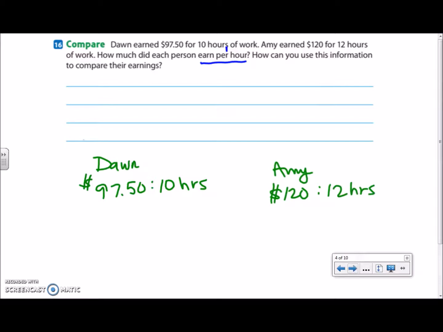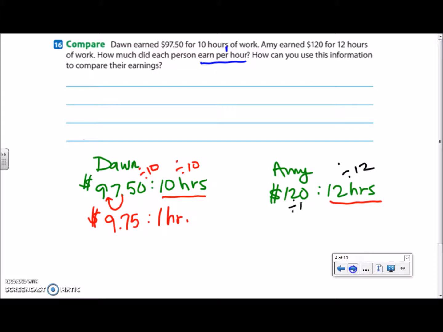Now, to determine who's making more per 1 hour, we would need to have the unit rate here. So we want to make this last part 1 hour instead. So on Don, I will divide by 10, and that tells me, if I move one place value, $9.75 per 1 hour. And for Amy, if I divide by 12 to find my unit rate, I'm making $10 per 1 hour.